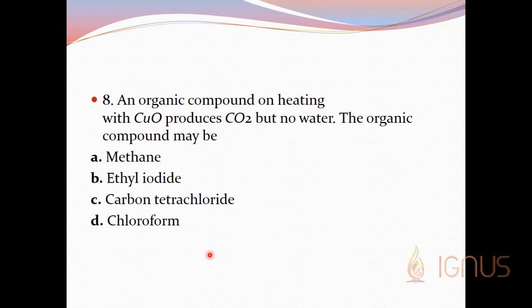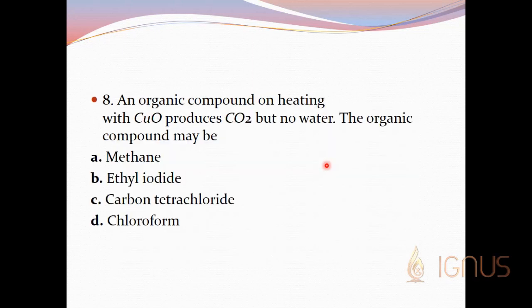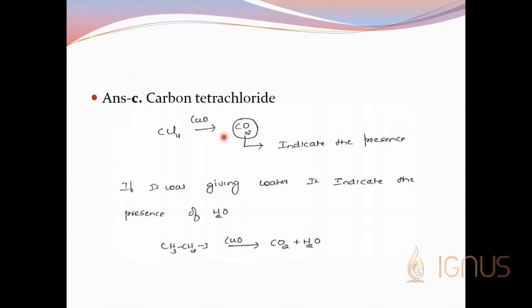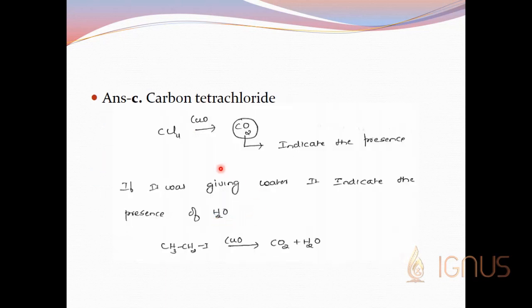Let us discuss the solution for this question. Answer is carbon tetrachloride. When we treat any compound with CuO, if that compound has carbon, it will be converted into carbon dioxide. If that compound has hydrogen, it will be converted into water. See here, when we treat ethyl iodide with CuO, carbon is converted into carbon dioxide and hydrogen is converted into water. But in this question they say that the compound produces only carbon dioxide. Hence it shows that the compound does not have hydrogen. That implies in the given options there is only one which does not have hydrogen, that is carbon tetrachloride. Hence our answer is carbon tetrachloride.